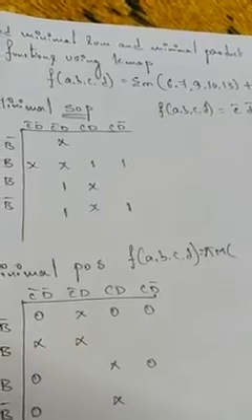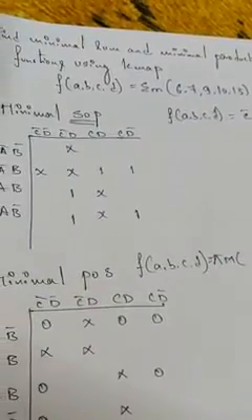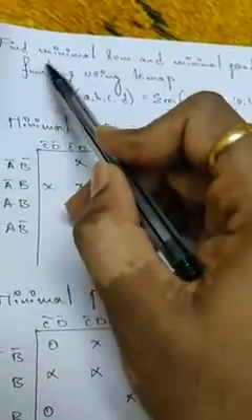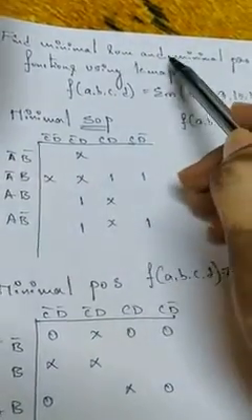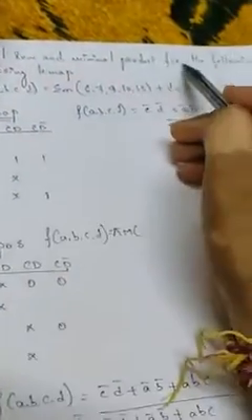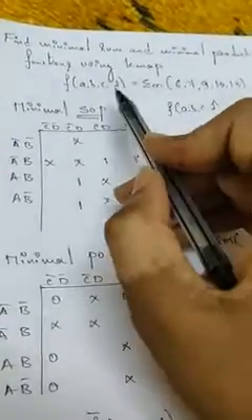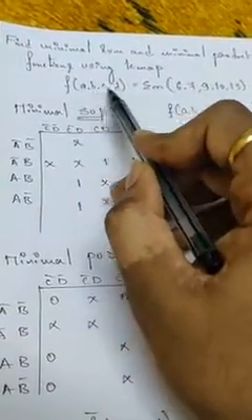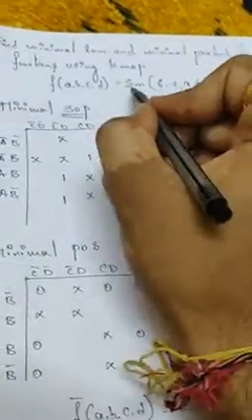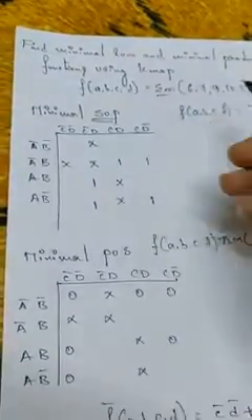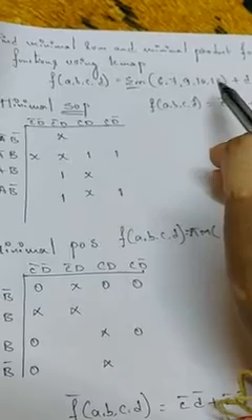Let me go with the next type of problem. Next type is like a different format, that's it. Find the minimal sum and minimal product for the following function using K-map. So they have given an expression f of abcd is equal to summation of small m. Make a notice, summation of small m, it's min terms, means the given expression is in the form of SOP.